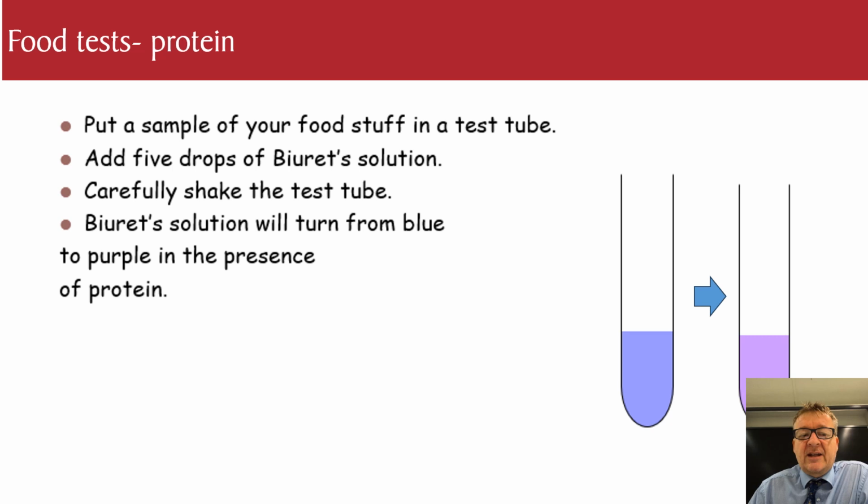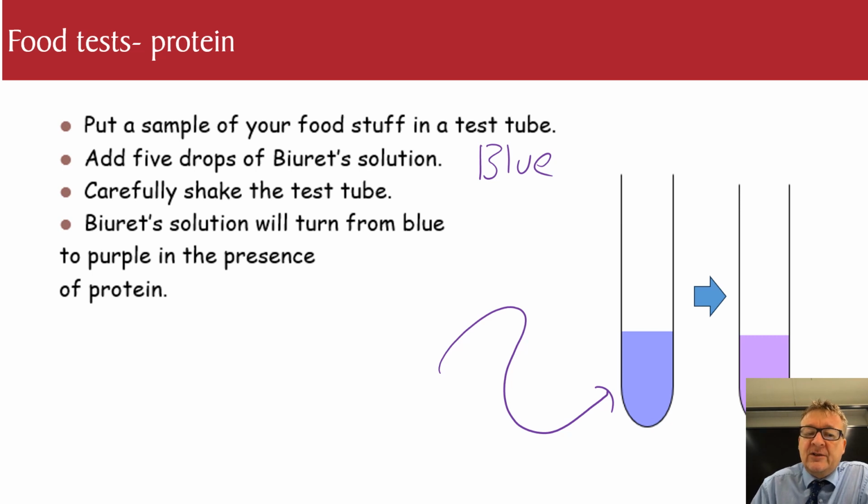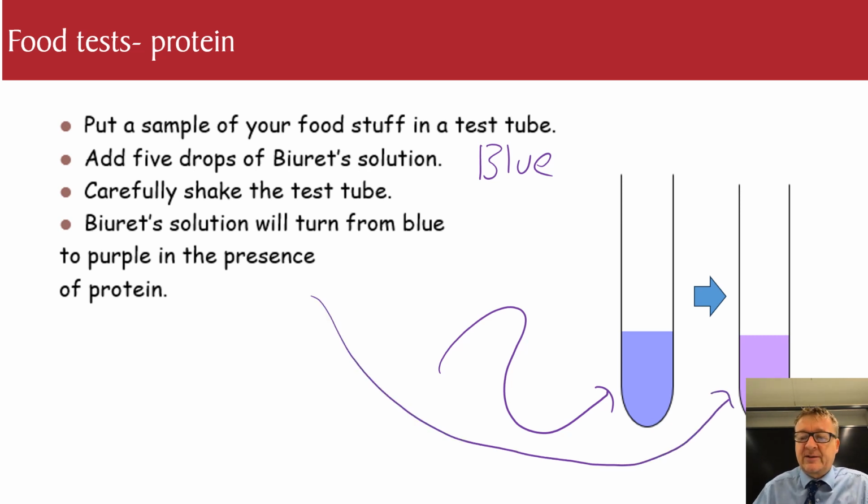Protein, right? Again, it's quite simple. It's a bit like the starch one. So what you do is you put your food substance into a boiling tube. Add Biuret. Biuret is blue, like a pale blue colour. Shake it together, and the Biuret will then turn to a lovely lilac-y purple colour if there is protein present.